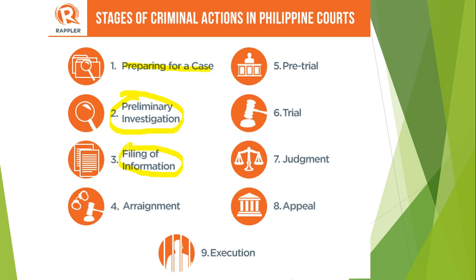Then the court is given 10 days to evaluate the information. And if there is probable cause, the court will issue warrant of arrest. And the moment the person is arrested, after the issuance of warrant of arrest, then the case will be set for arraignment. After arraignment, there will be pre-trial. Okay, after pre-trial, there will be trial, then judgment, and of course, the guilty party may appeal, and execution of sentence. So, ito yung concern ko ngayon sa inyo, yung pre-trial.